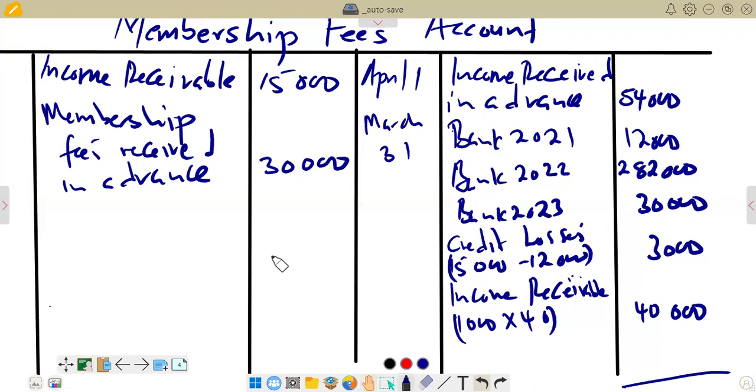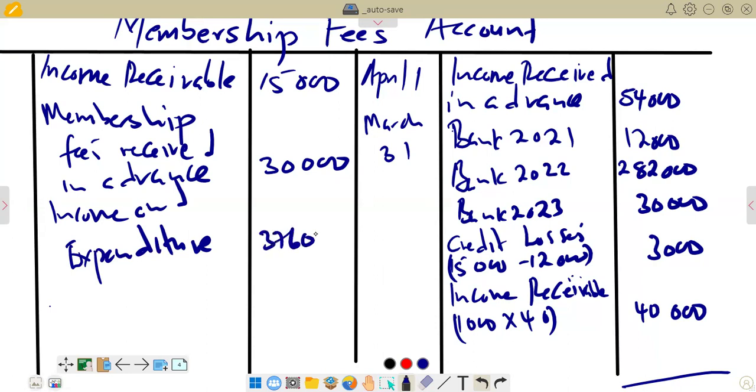Let's say income and expenditure. So 376,000. So we have 376,000. This is the balance that is supposed to transfer to the income and expenditure. So straight away we can just transfer this balance.